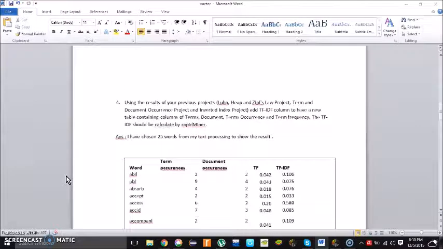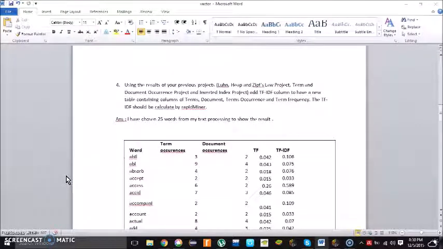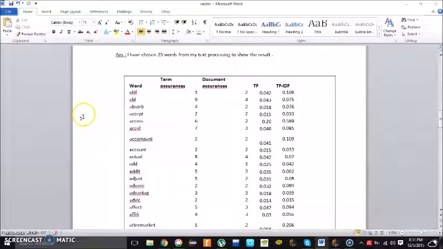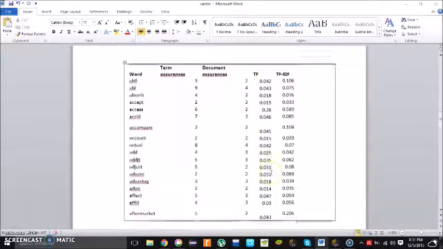Number 4. Using the results of the previous projects, Heaps' and Zipf's law, term and document occurrence project, and inverted index project, and TF-IDF column, make a new table containing columns of terms, document, term occurrence, and term frequency. The TF-IDF should be calculated by RapidMiner. Okay, for this question, I have chosen 25 words from my text processing to show the result. I will use RapidMiner to show the whole process over here.